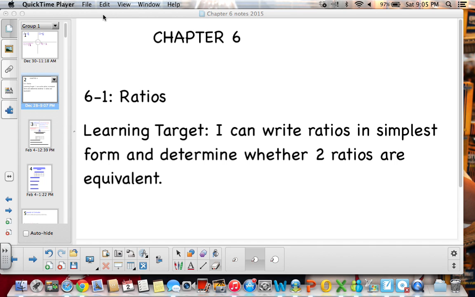And at the very top, write 6-1 ratios. The lesson starts on page 282 in your textbook, if you'd like to write that down. The learning target is writing ratios in simplest form and determining whether two ratios are equivalent. So at the top of your page, you should just have 6-1 ratios, and at the very, very top, chapter 6. A nice, clean, blank, new starting point in your notebook for chapter 6.